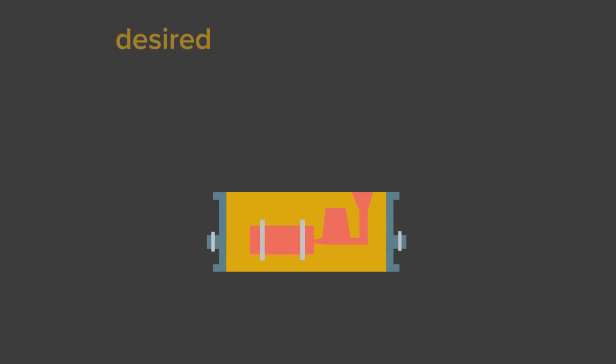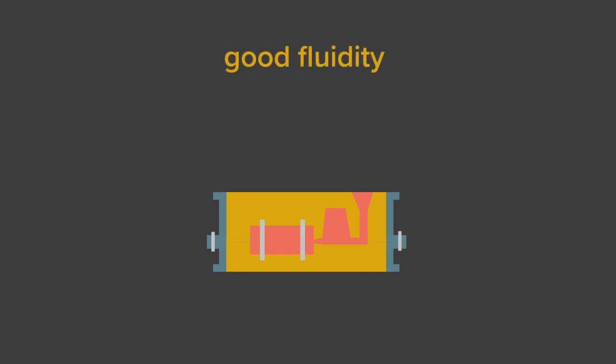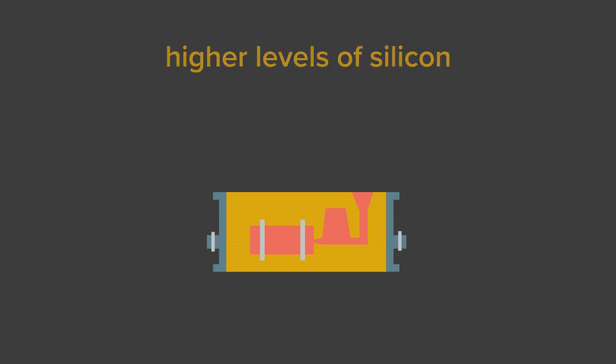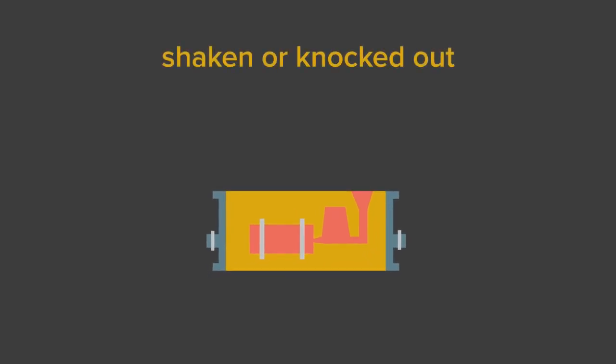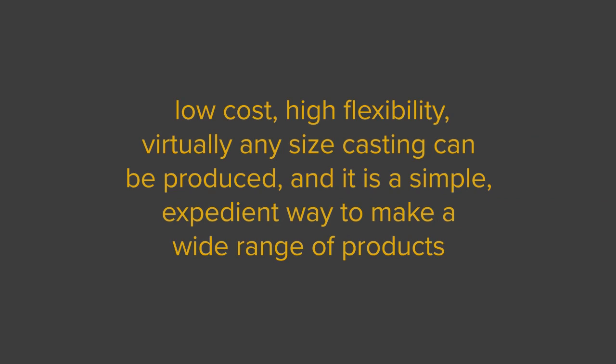Metal of the desired composition is heated well above its melting point in order to ensure good fluidity. If this is not done, the molten metal may solidify in the mold and consequently be unable to completely fill up. Many casting grades of steel have higher levels of silicon, as this helps to increase the fluidity of the molten metal. After the metal has solidified, the finished casting can be shaken or knocked out of the mold, which can only be used once. The advantages of sand castings include low cost, high flexibility. Virtually any size casting can be produced, and it is a simple, expedient way to make a wide range of products.